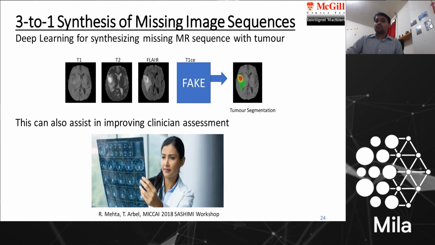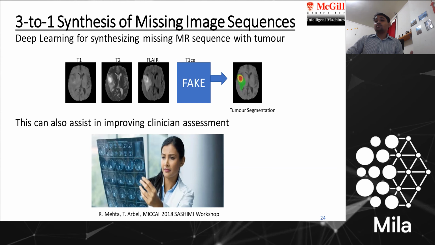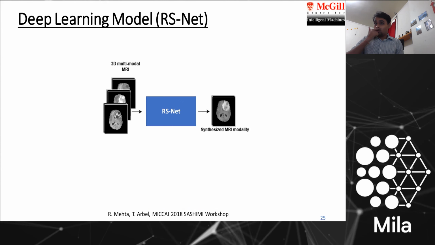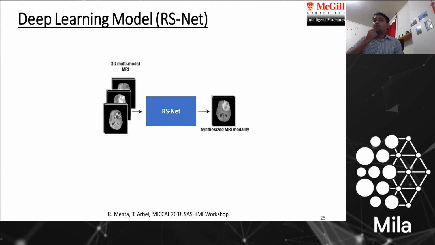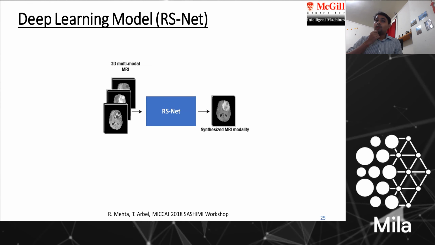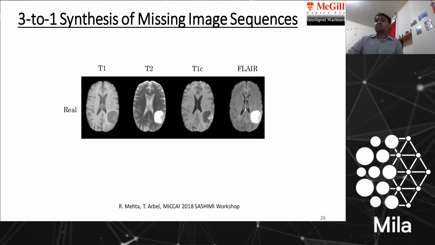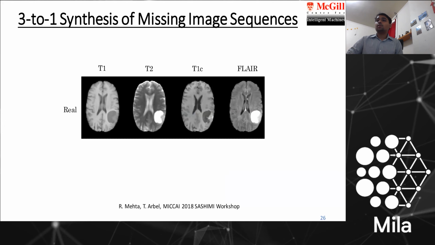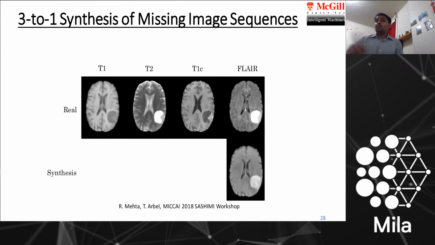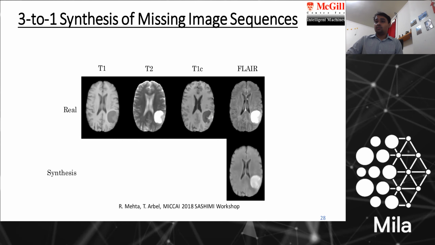How can it be useful? It can assist clinicians in their assessment, and it can also improve the segmentation. We developed a deep learning model named RSNet. I won't go into detail on that. In it, you have three different modalities and you try to synthesize the fourth one, so this is a 3-to-1 synthesis. You have T1, T2, and T1C, and you try to synthesize FLAIR. Similarly, you have the other three and try to synthesize T1, T2, or T1C.